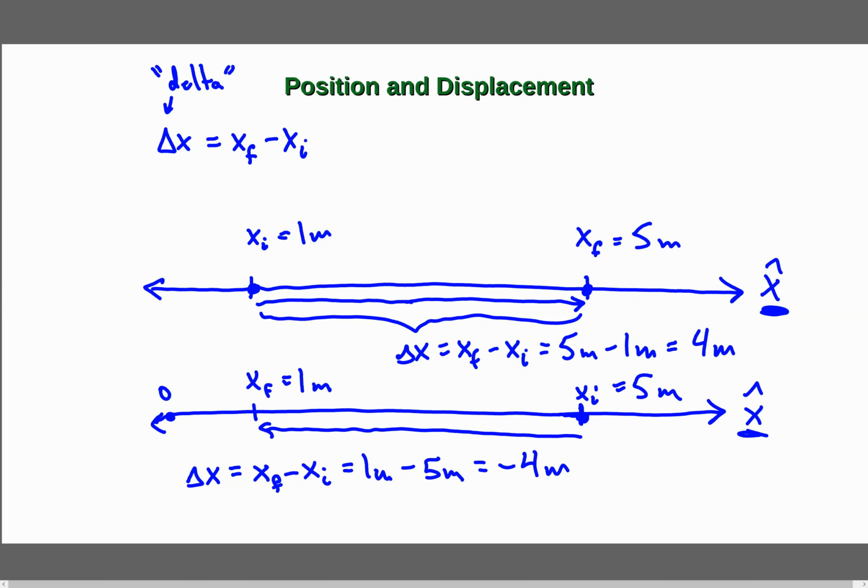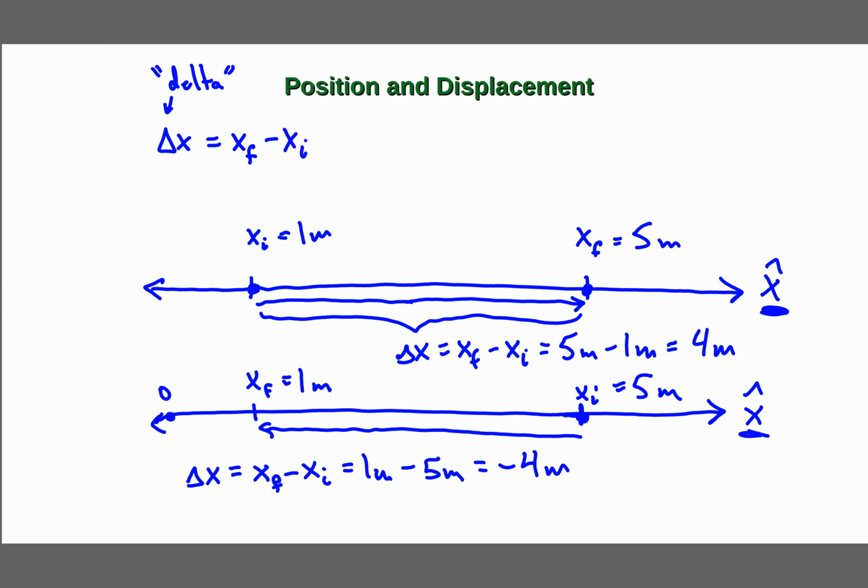to be to the right. This negative tells us that we moved in the negative x-hat direction. This is why we always write delta x as x final minus x initial, because then the sign will tell us the direction.